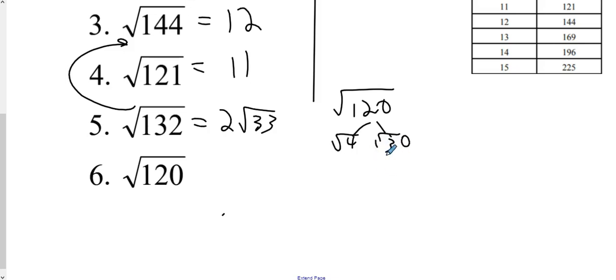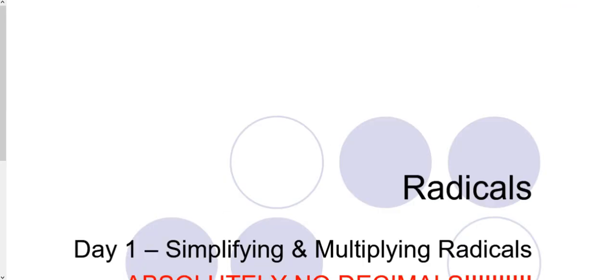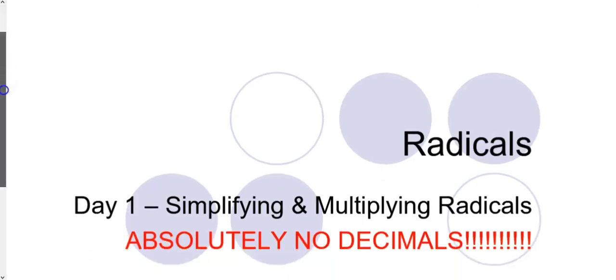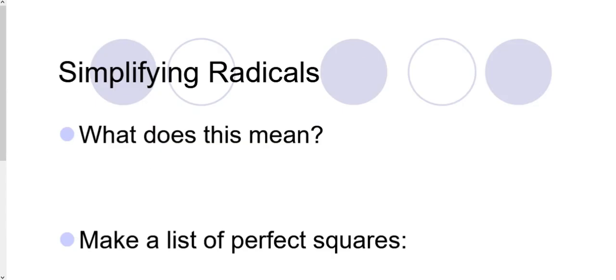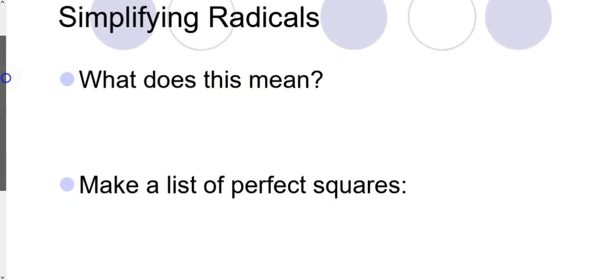30. Now again, what's this? This is 2, and there's our answer. 2 times the square root of 30. So when we ask you in this course for exact answers, that's what we're looking for. Okay? No decimals. So we're stepping up the game this semester.